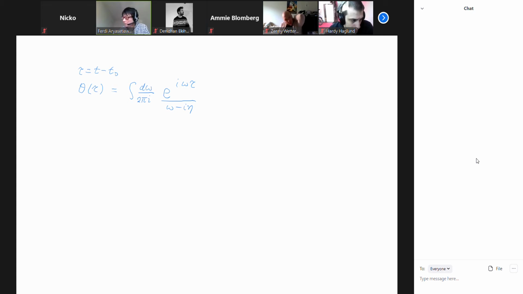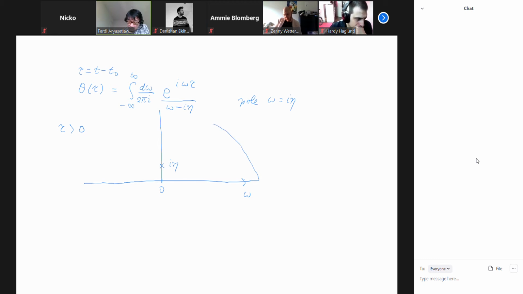So let's have a look at the case when tau is positive. Since this is an integral in a complex plane, from minus infinity to infinity here, this is what we want to do. We can choose a contour any way we like, but we choose the one which is suitable for our problem. So we say that there is a pole at omega equal to minus i eta. There's a pole here. This is 0 here. So this is our omega here. A simple contour to do this integral is just a kind of semicircle like this.